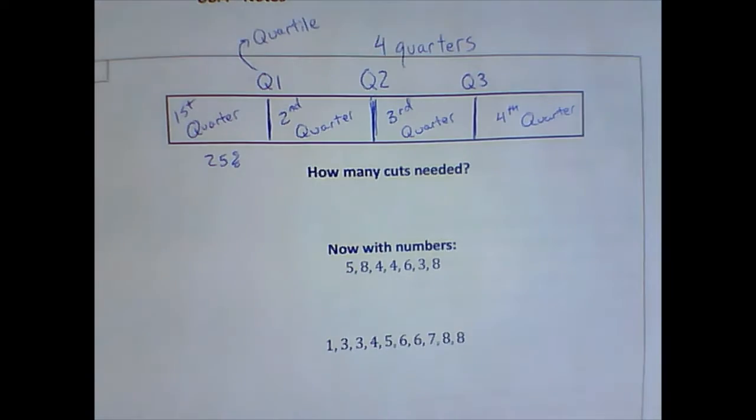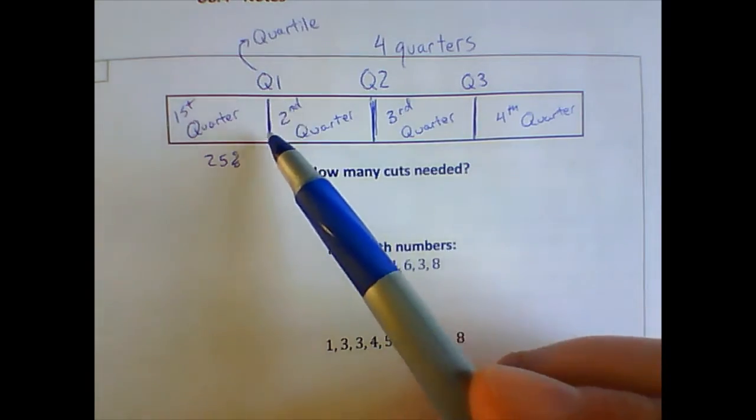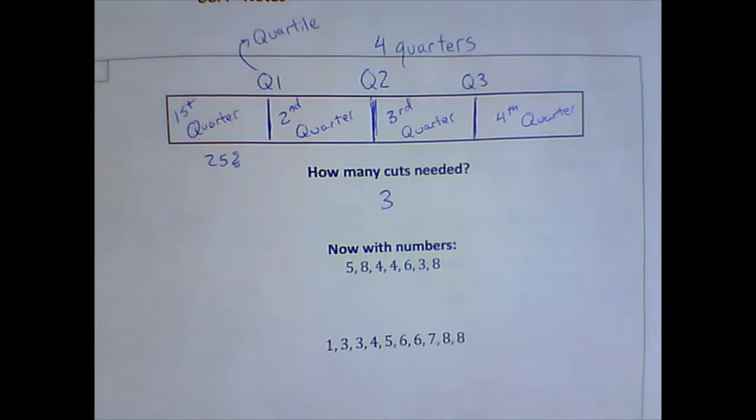So how many dividing lines did we need? How many cuts? We had the middle guy. We had Q1, we had Q3. So those are the only dividing lines we need. We had 3 quartiles, or 3 dividing lines.